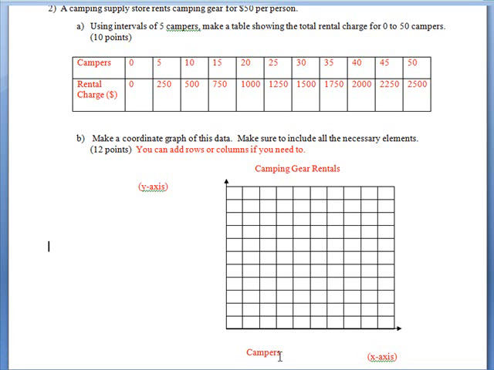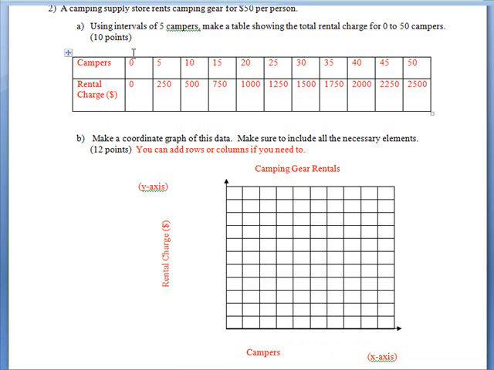Alright, so now that we have the variable campers as our independent on the x-axis, we want to put rental charge as our dependent variable on the y-axis. Alright, now we got the easy stuff out of the way. Now we need to actually put our scale for our independent variable, or you could call it set of intervals, as well as our scale for the dependent variable.